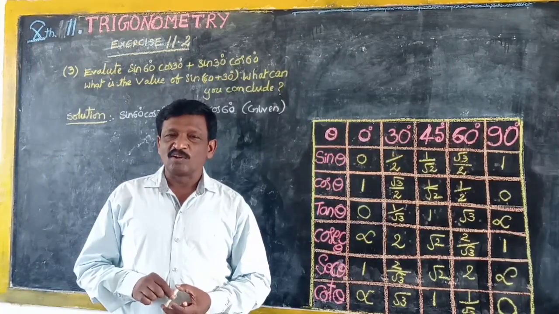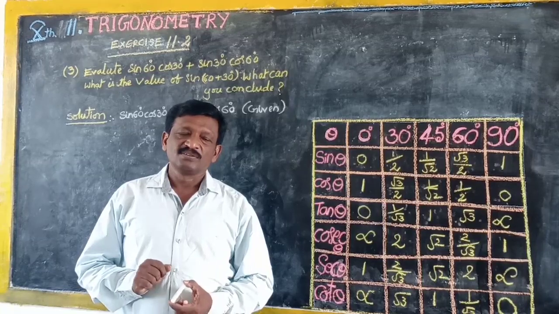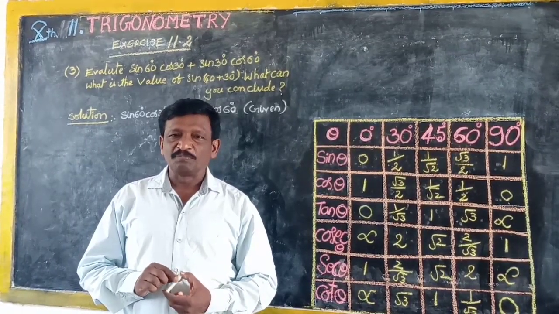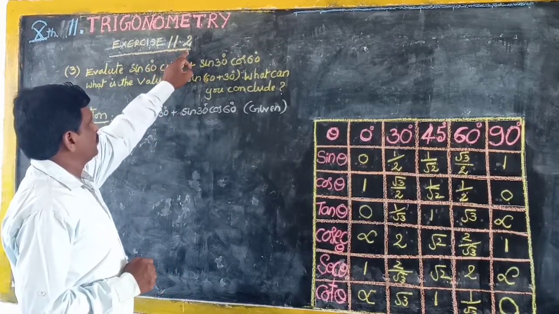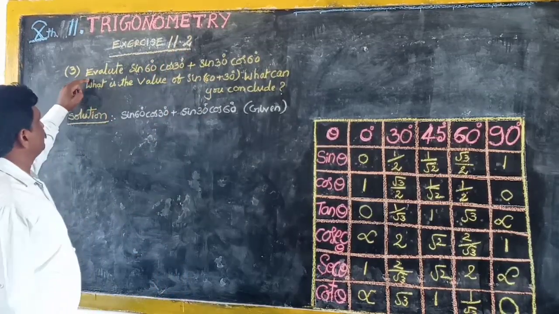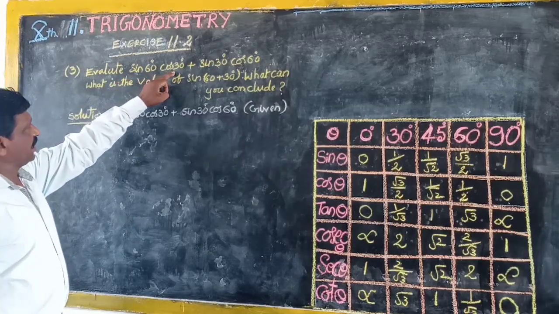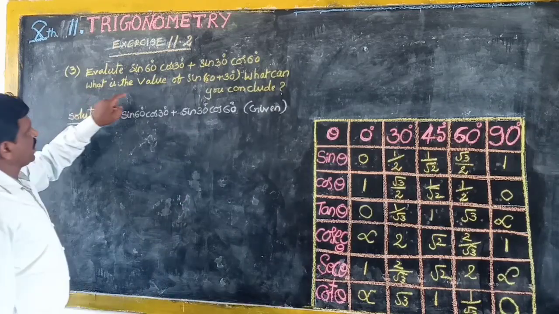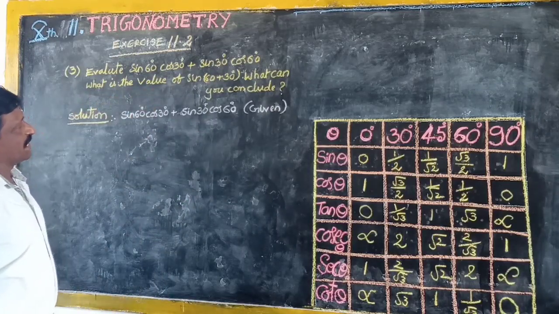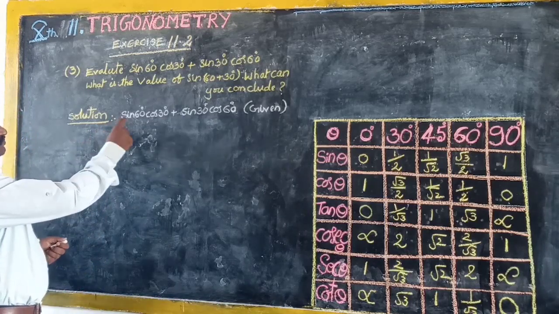We learned trigonometry parts 1, 2, 3, 4. So we are learning the fifth part. Exercise 11.2, third sum. Evaluate sin 60 cos 30 plus sin 30 cos 60. What is the value of sin(60 + 30)? What can you conclude? So, solution.